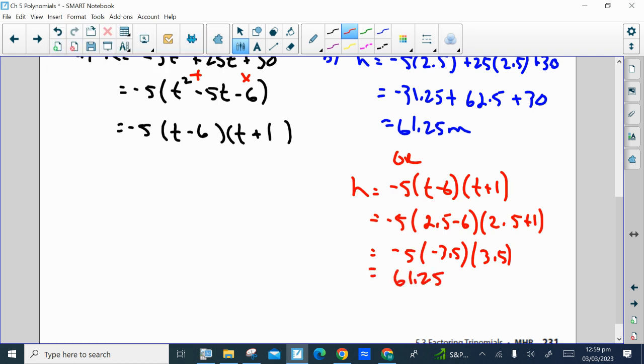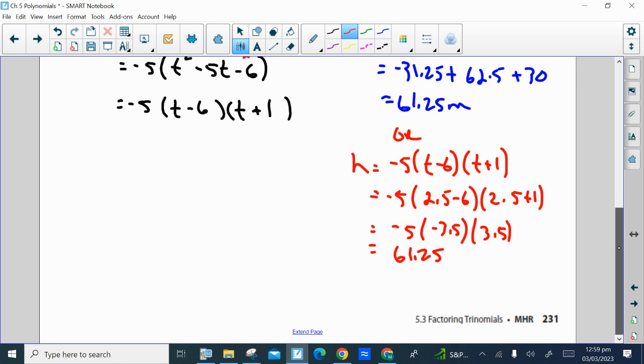But the factored form was a little bit easier to work with. And that's one of the advantages of factoring. It makes most equations easier to work with. Fewer calculations, especially using a calculator, are required.